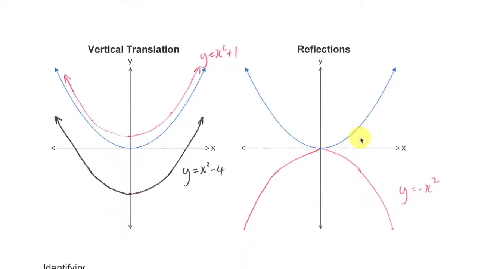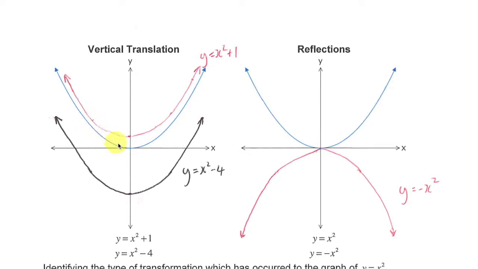I also have vertical translations. So you can see my original graph, y equals x squared. If I now consider y equals x squared take 4, then I have my original graph and I'm moving it down 4 units. So what's happening there is that every y value that we'll have on the original graph, I subtract 4 from it, which means I get the graph here in black. In a similar way, if I consider y equals x squared plus 1, that's taking the original blue graph, adding 1 to every y value. So in essence, what I'm doing is taking that blue graph and shifting it up 1 unit.